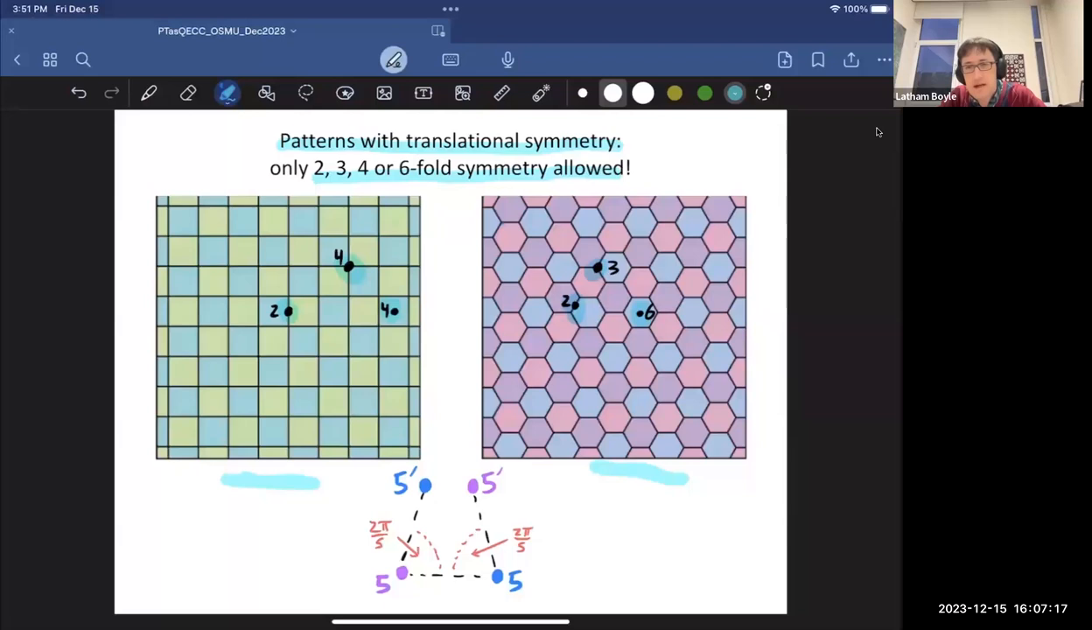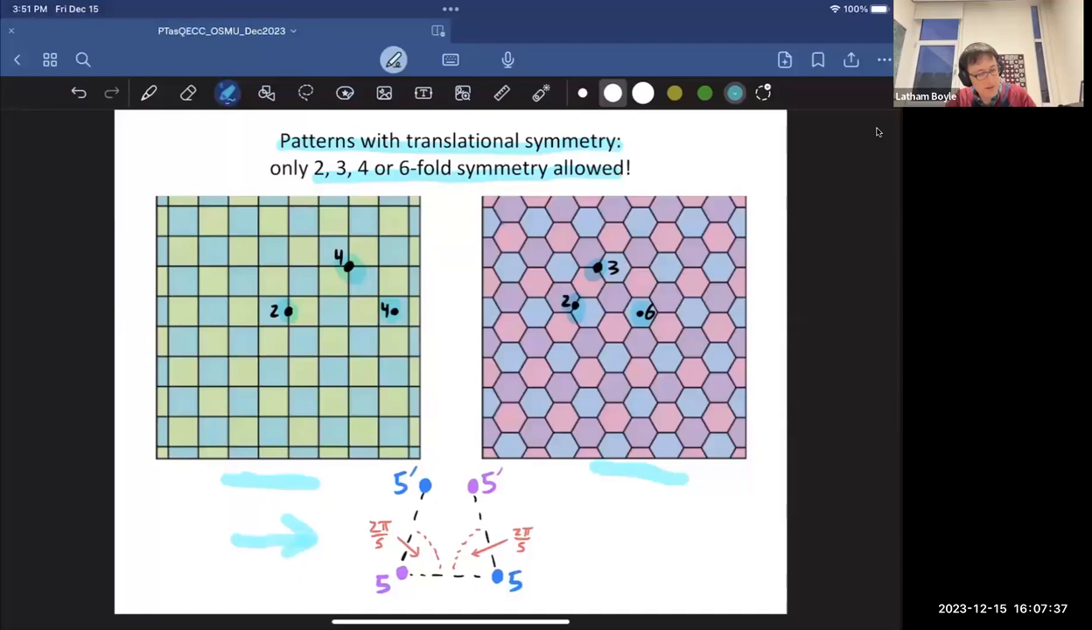And the theorem is that those are the only types of symmetries that you can find, that there's something incompatible about any other type of symmetry in translational invariance. And so here's a little proof at the bottom. Here's a little sketch of a proof of why 5-fold symmetry is not compatible with translational invariance.